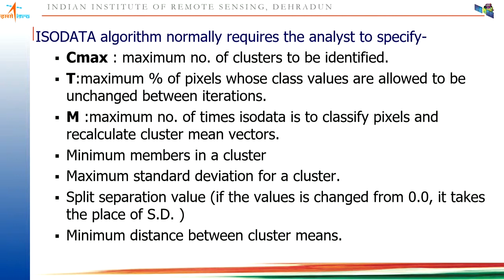Then there is another value that is to be specified, that is a split separation value. Generally in the algorithm it is kept as 0.0. If we are changing this split separation value from 0.0 to any other value, then it takes the place of maximum standard deviation. So any of these values have to be taken. Then another thing is the minimum distance between cluster means. So suppose we specify that the distance should be 10 units. So any clusters whose means are closer than 10 units will automatically be merged. That means these two clusters have similar pixels.